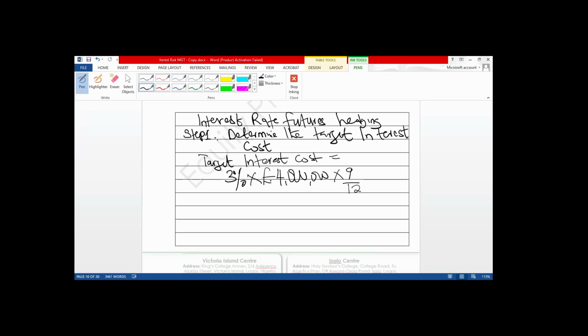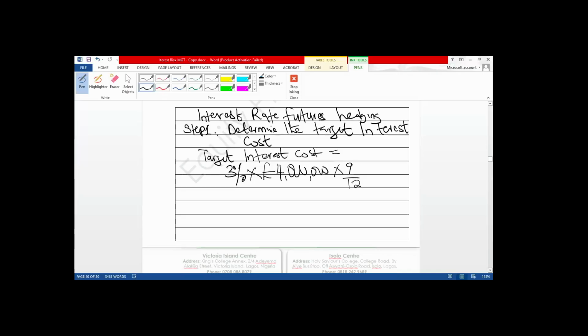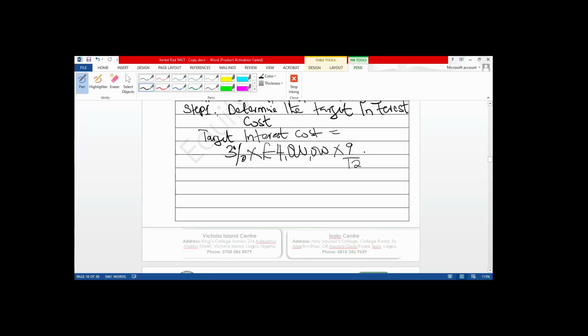Please compute, what is our target interest cost? £90,000. That will be the answer in step 1.